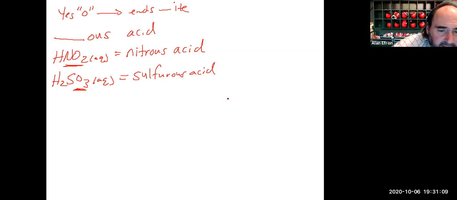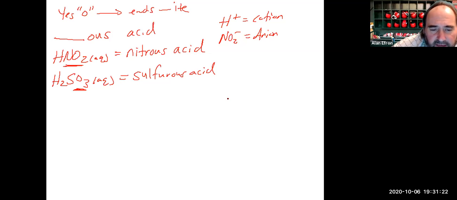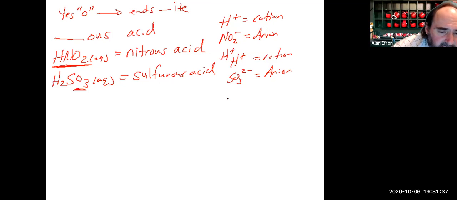So same deal here. Again, the cation is going to be our H+. The anion in the first case is NO2-. Again, +1, -1, we only need one of each, which is how we get to this formula. And in the second case, H+ is our cation and our anion is SO3 2-. Much like the previous one, we need two hydrogens there to balance it out. So that's how we get to that formula.